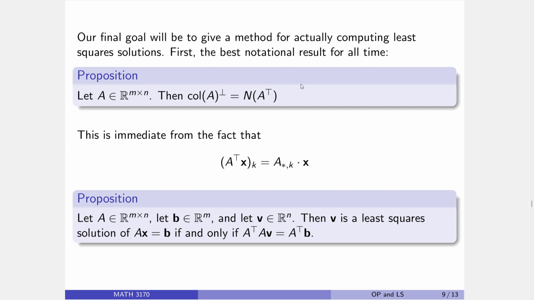Alright. So equipped with this, we can now prove that V is a least squares solution precisely if A transpose AV is in fact equal to A transpose B. So here we see that every matrix equation has least squares solutions, and they can be computed by solving this matrix equation instead. So rather than solving AX equals B, you multiply both sides by A transpose and you solve that.